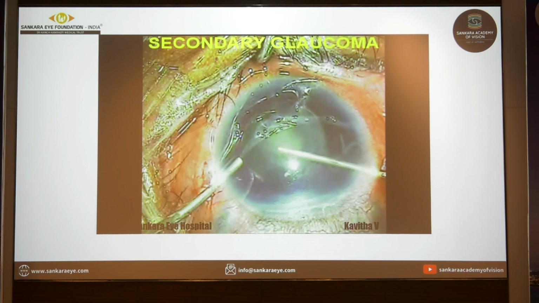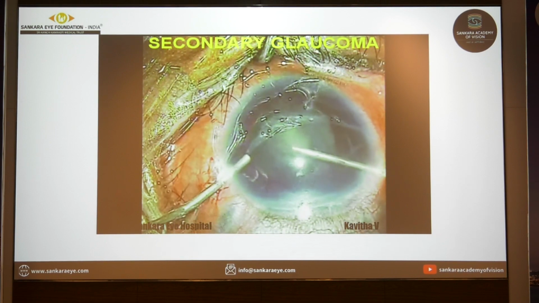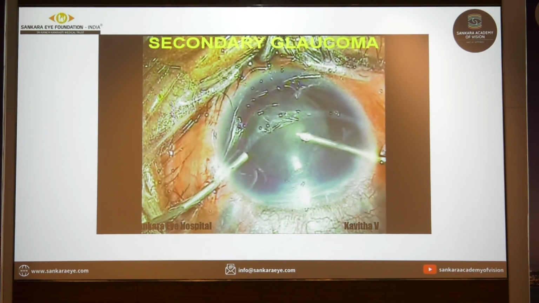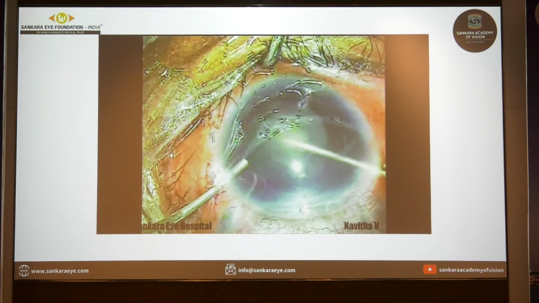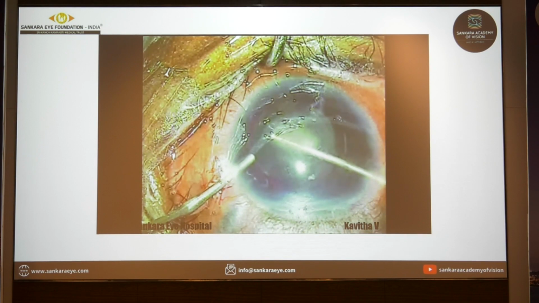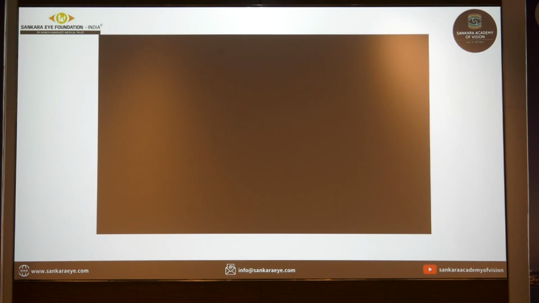I did it using a side port. I removed the lens. I didn't place an IOL here because the first criterion was to remove the lens which was causing glaucoma. Thank you.